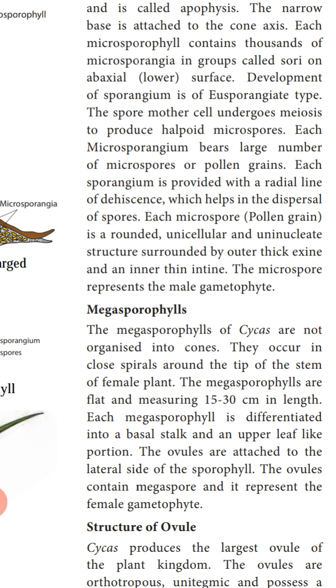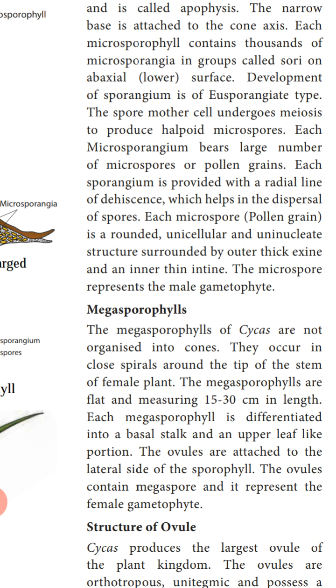Next are the megasporophylls. The megasporophylls of Cycas are not organized in cones. As we have studied, in the male cone of Cycas, the microsporophylls are arranged in a compact structure and give a cone-like structure. Whereas these megasporophylls are not organized into a cone. They do not form a cone. They occur in close spirals around the tip of the stem.